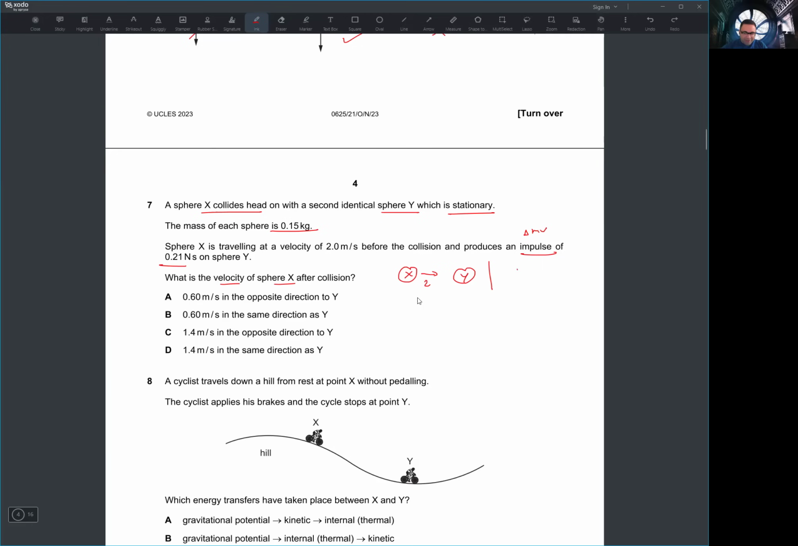Right? So after, I don't know what happens to X, but I do know that Y will move this way with a velocity of, I can get this, because I already have the mass and velocity together. I know the mass is 0.15 and the change in momentum is 0.21. So let's work this out. 0.15 times V, mass times velocity, equals 0.21, which means V is equal to 0.21 divided by 0.15. This gives me a velocity of 1.4.